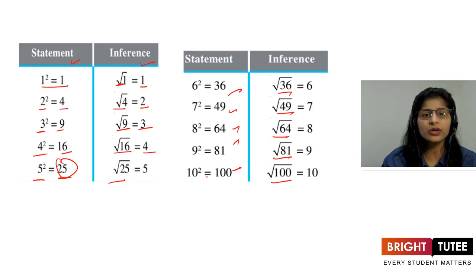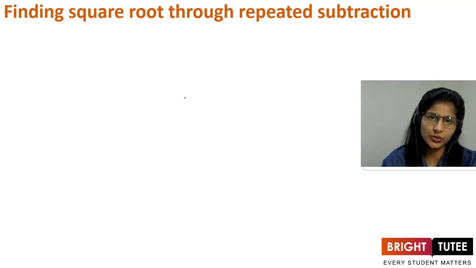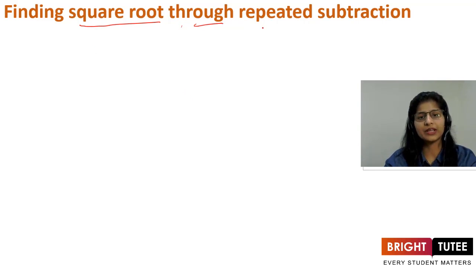Right. So, what do you observe from here? We observe that in the square, the number is coming twice, but in the square root, that number appears once. Clear? Now, here is one interesting method that would lead you to find out square root. As you can read, finding square root through repeated subtraction. How do we find it?